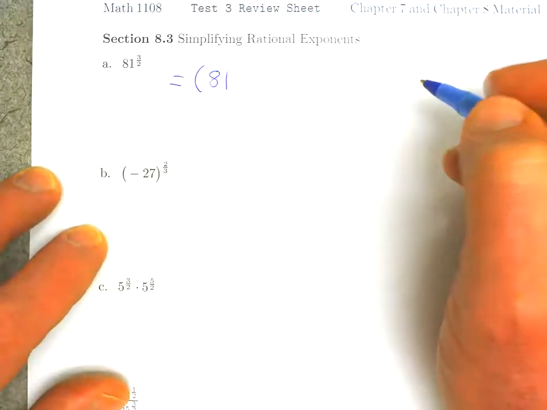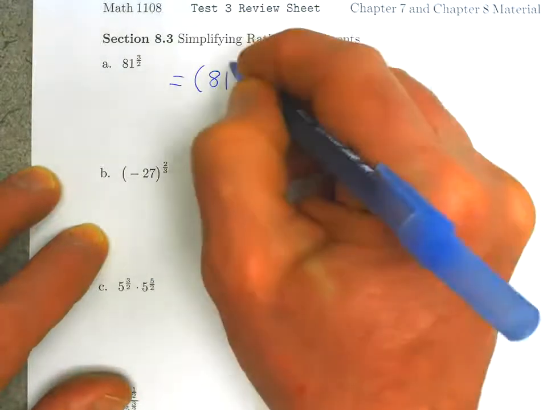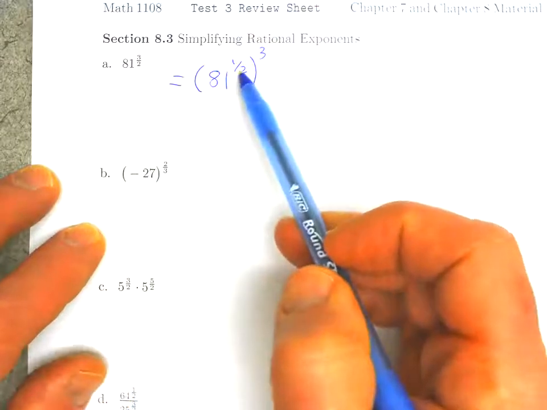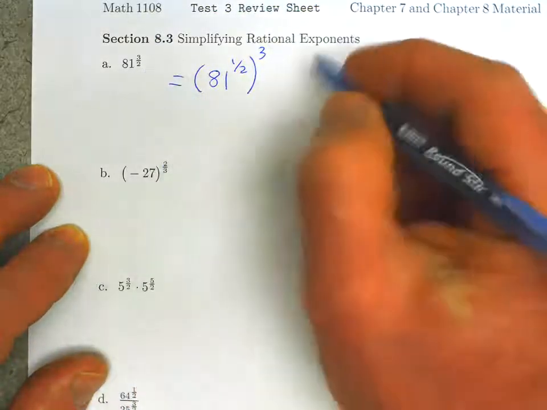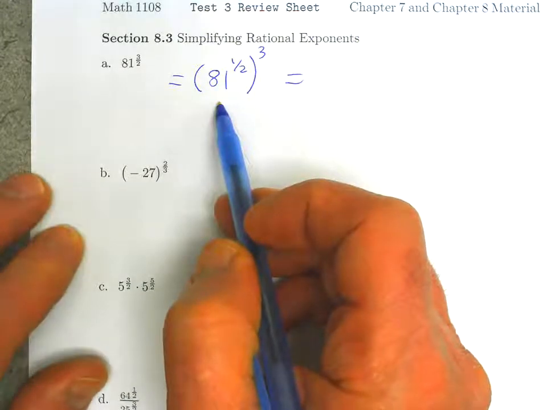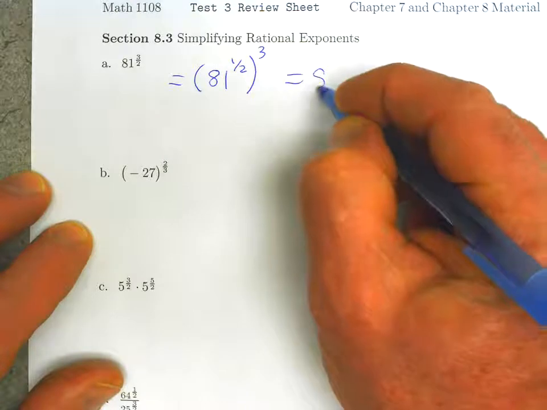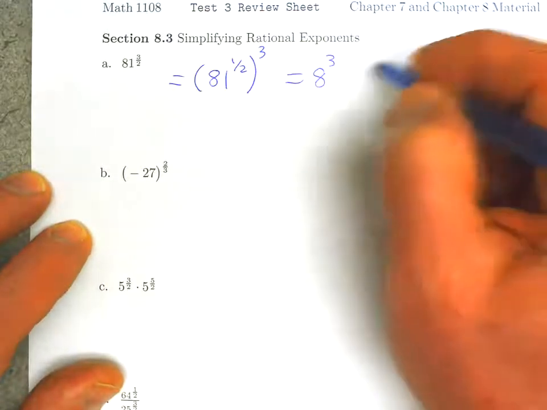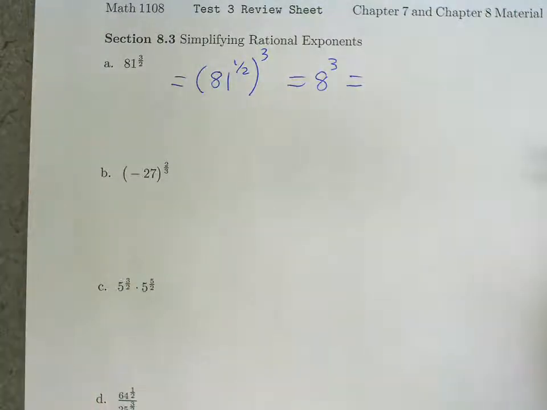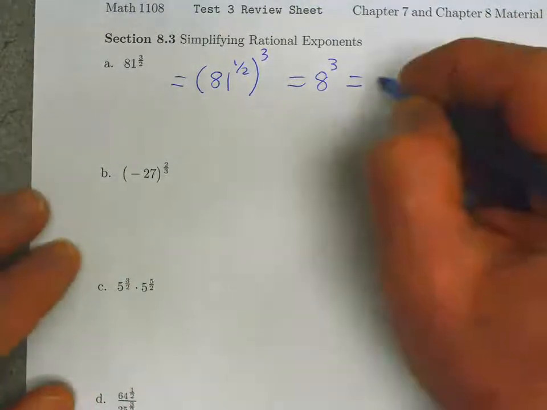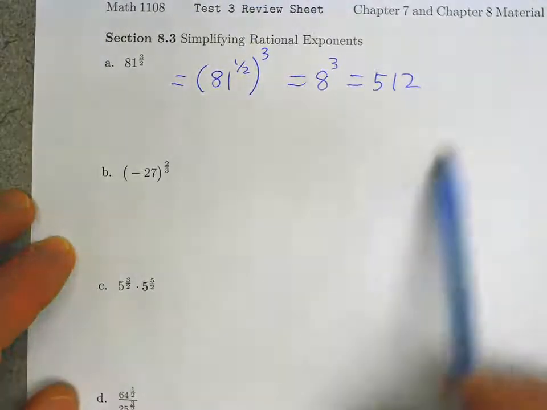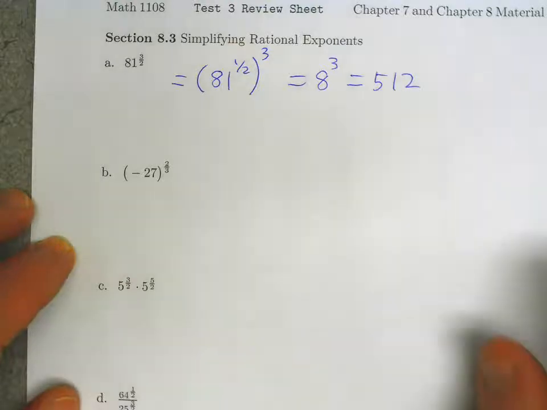So we can think of this as 81 to the 1/2 to the 3rd, because the exponent 3 times the exponent 1/2 is 3/2. And then on the inside of the parentheses, 81 to the 1/2, that's just the square root of 81, so it's 9 to the 3rd. And then 9 to the 3rd is 9 times 9 is 81, and 81 times 9 is 729. With your high-powered calculator, that shouldn't be too hard.